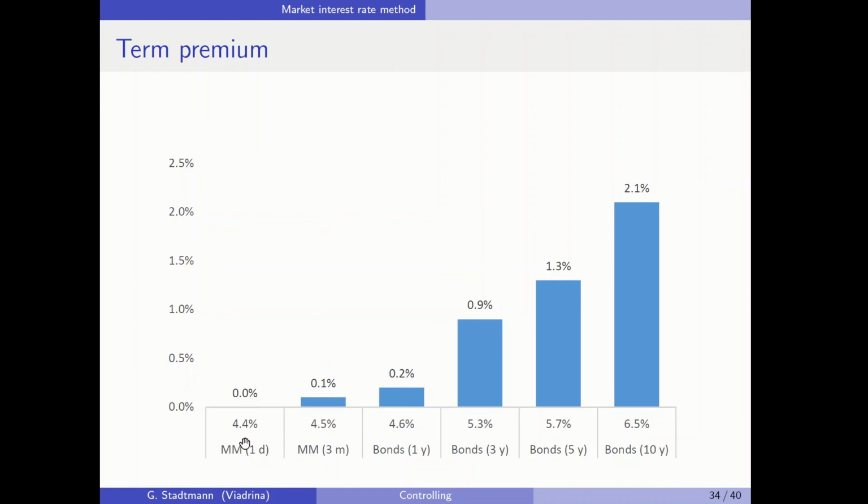So the term premium is of course 0 for the daily money market rate, but it's positive for the 3-month money market rate. The 3-month money market interest rate is 4.5%. When we subtract the daily money market rate, we end up at a term premium of 0.1%. And for the long-term bond, the term premium is 2.1%. So the interest rate is 2.1% higher compared to the money market rate.